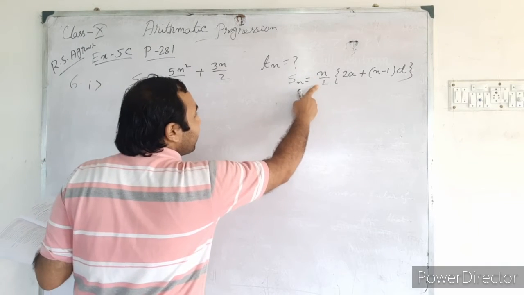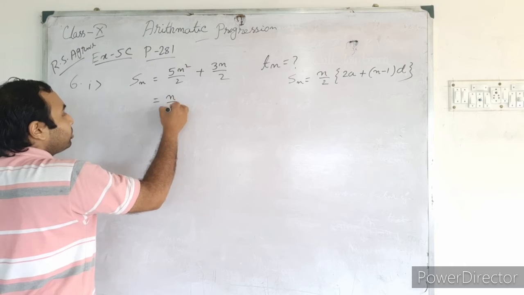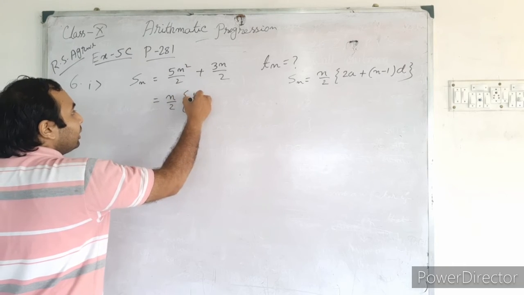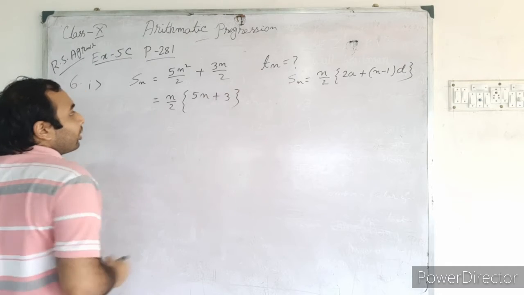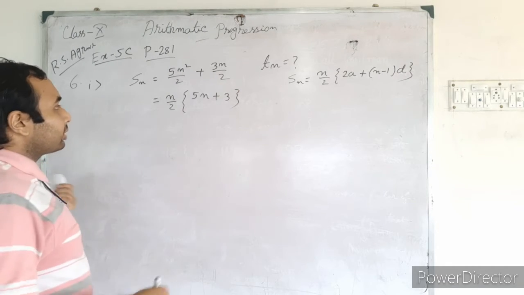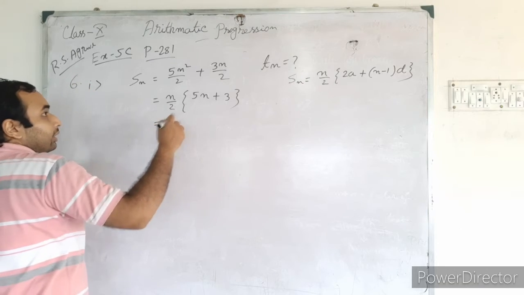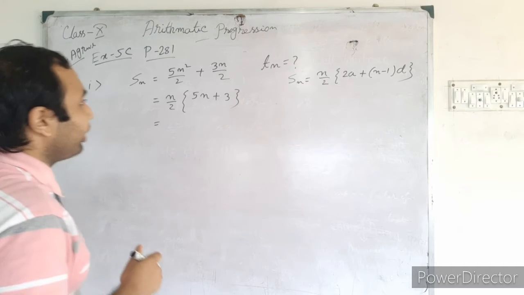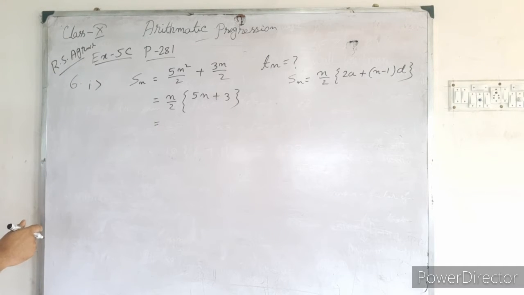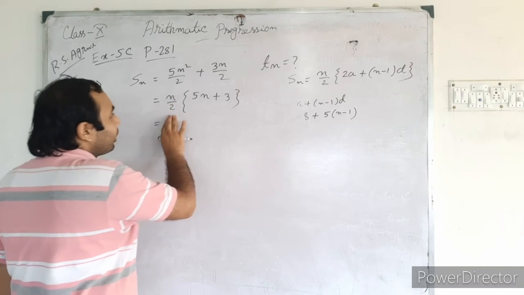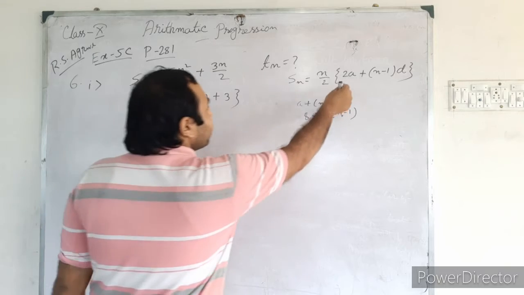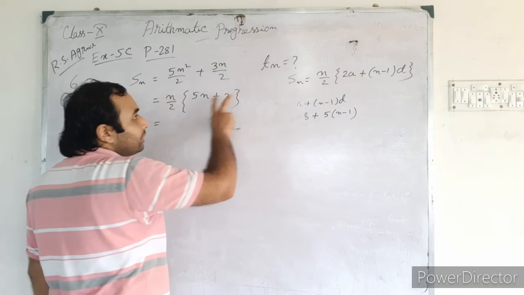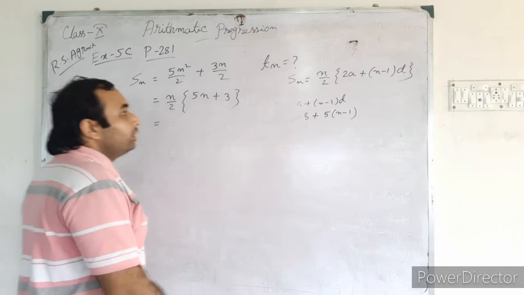First of all, see that n by 2 is there. If we take n by 2 common from those two terms, we get n by 2 into (5n plus 3). Students, just see now, we have got n by 2 into (5n plus 3). Here 5n plus 3 corresponds to 2a plus (n minus 1) into d.